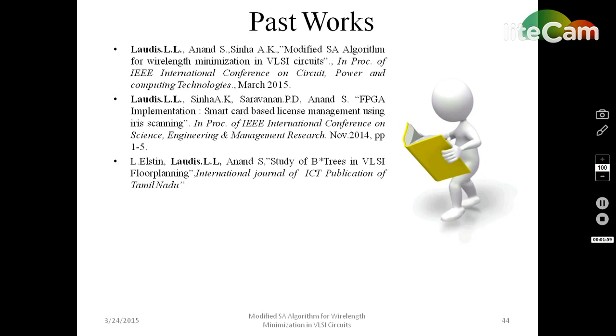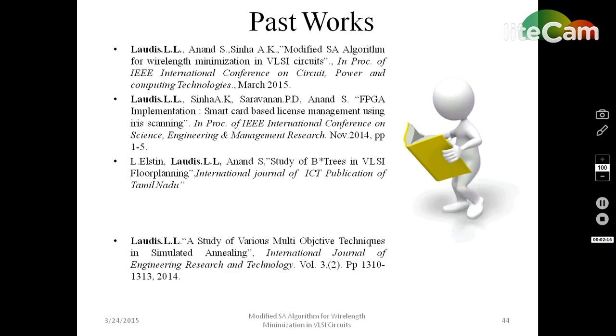The next is a study of B star tree in VLSI floor planning. In this paper I studied the representation of B star trees, the operation of B star trees, and how it could be employed for VLSI floor planning. It is a study paper.